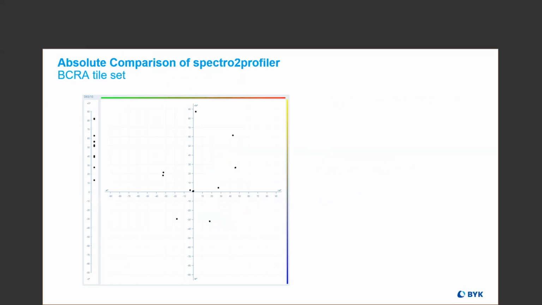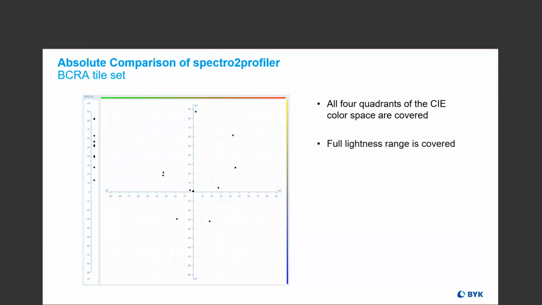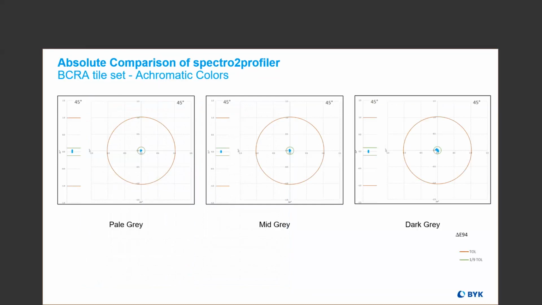And so, of course, we're not just going to say that without proving it. In order to measure the inter-instrument agreement for the color measurement, different instruments were used to measure a set of BCRA tiles. And here you can see the range of the BCRA tiles. All four quadrants of the AB plane are covered, so you're getting all different hues of color that we tested against, as well as the full range of lightness from dark to light colors. And here you can see those values.